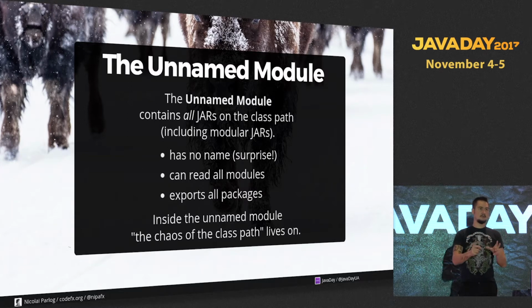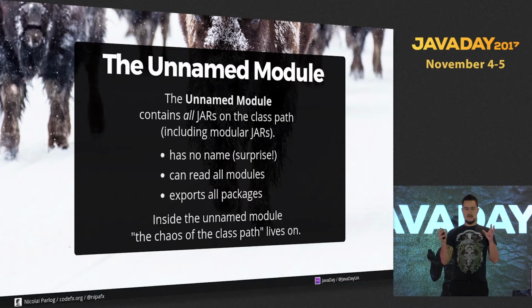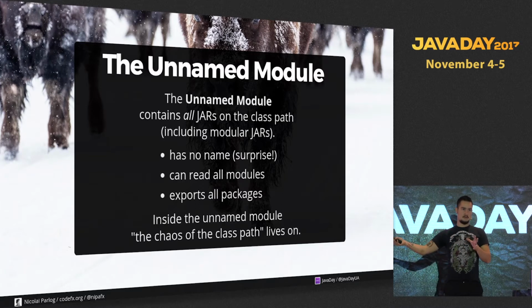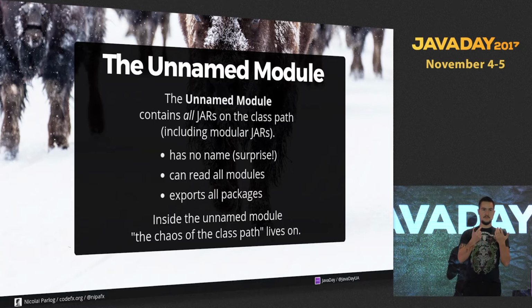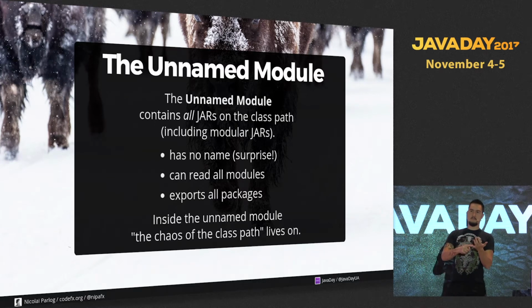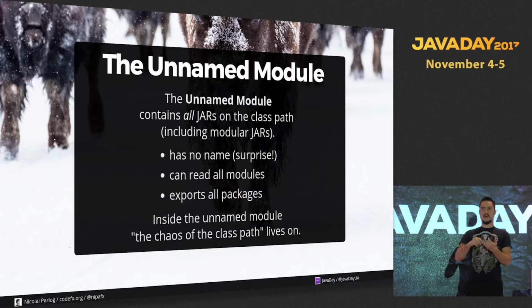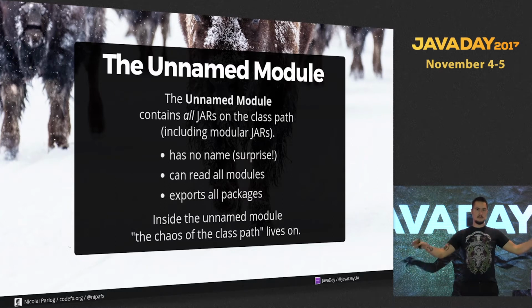Every class loader has one unnamed module, which means if your application doesn't do any fancy class loader magic, then you will have only one unnamed module that you care about. And all the jars that you put on the class path will end up in this unnamed module. It has a couple of special properties. First of all, it has no name, which kind of makes sense. The reason why the unnamed module has no name is that you cannot use it in other module declarations. You cannot require the unnamed module, for example. But the unnamed module can read all other modules that are running. So that means code from the class path can see by default all exported code in the JDK, which makes sense.